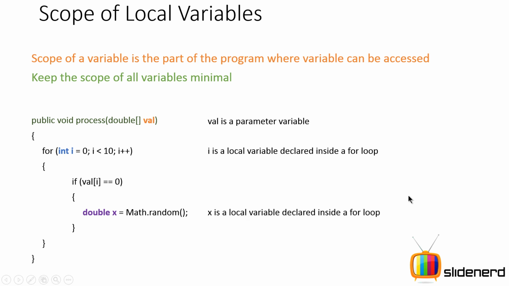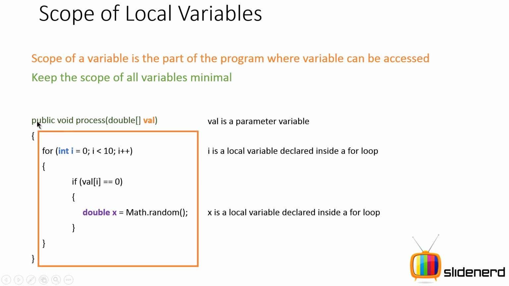So our question about scope is about determining the life of each of these variables, or the parts of the program where these variables can be used. If you take a look at this orange colored box over here, that represents the complete method between the starting bracket and the ending bracket. This val parameter variable can be used anywhere within the entire block. Outside the block, if you try to access it, it's going to give an error.